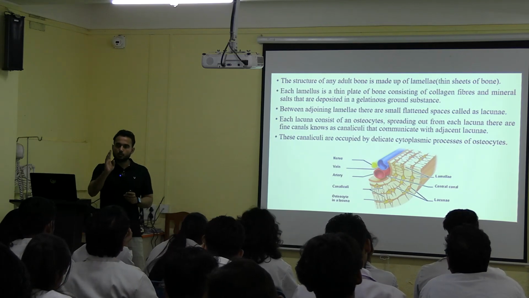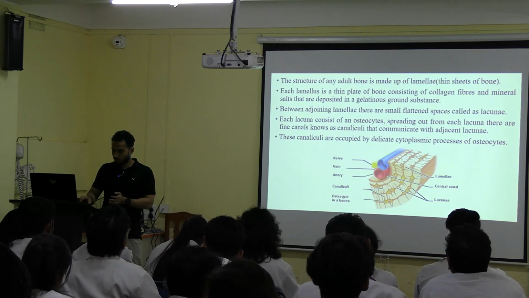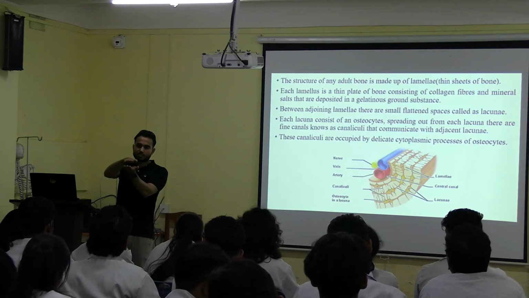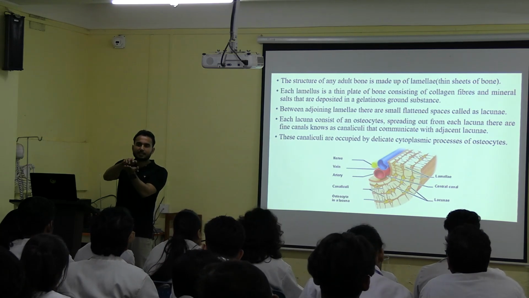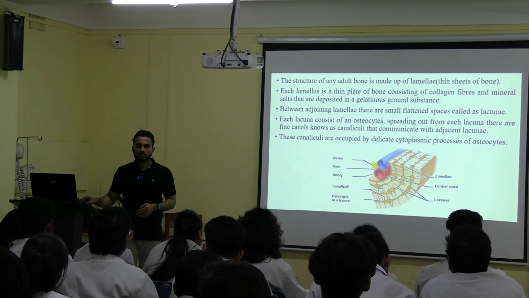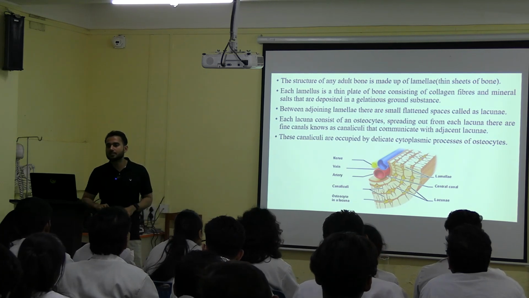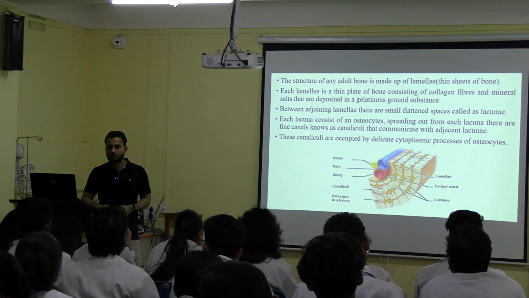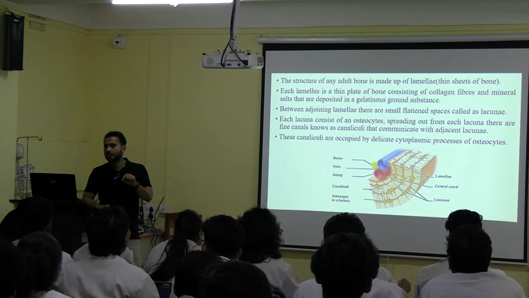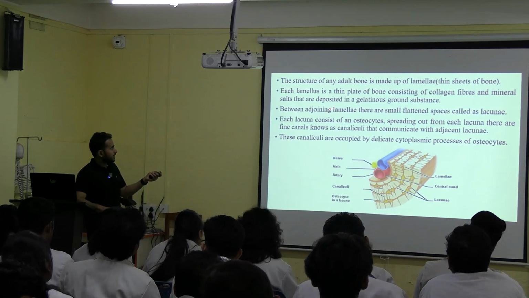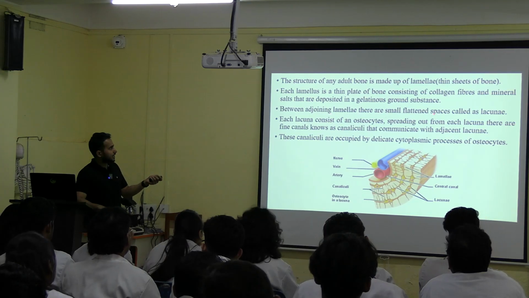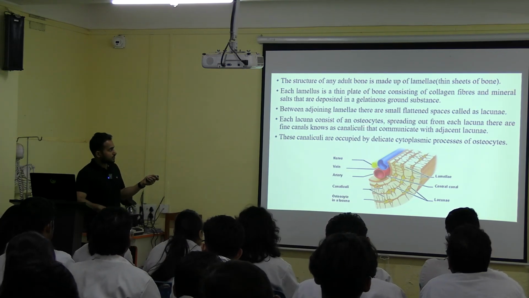Meaning the bony sheets: suppose one sheet is there, another sheet is there, but they are not attached to each other. A small gap is there, and that gap is called a lacuna. So what is present in these lacunae? Osteocytes are present. As you can see, between adjoining lamellae there are small flattened spaces called lacunae. Now each lacuna consists of osteocytes.